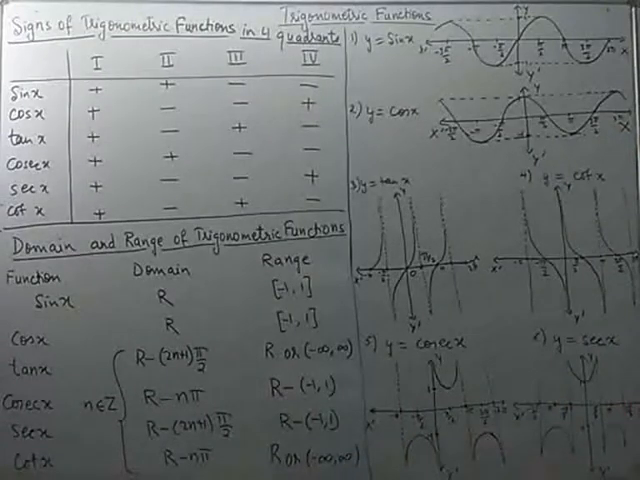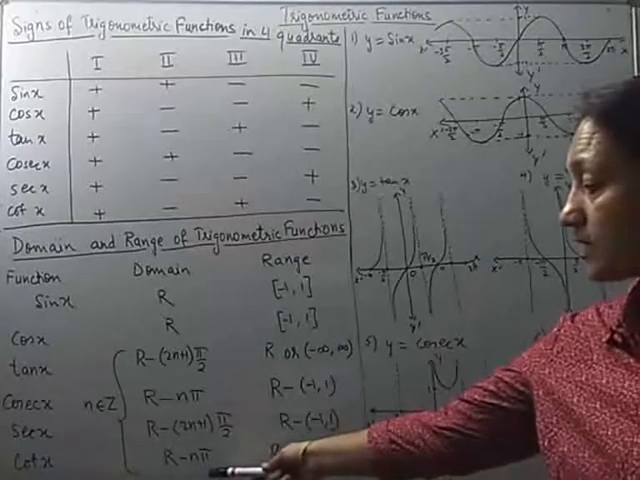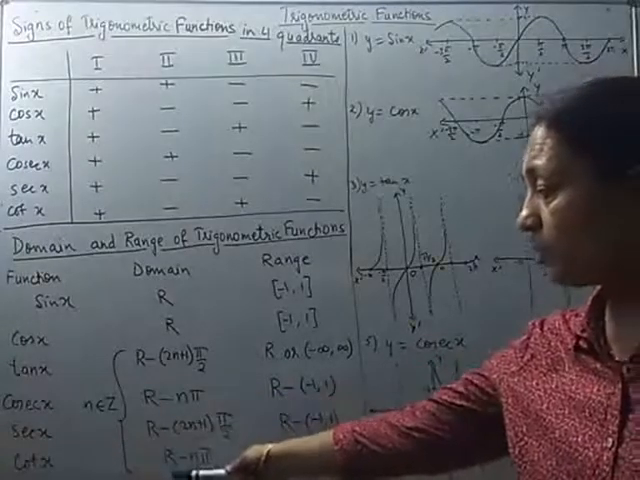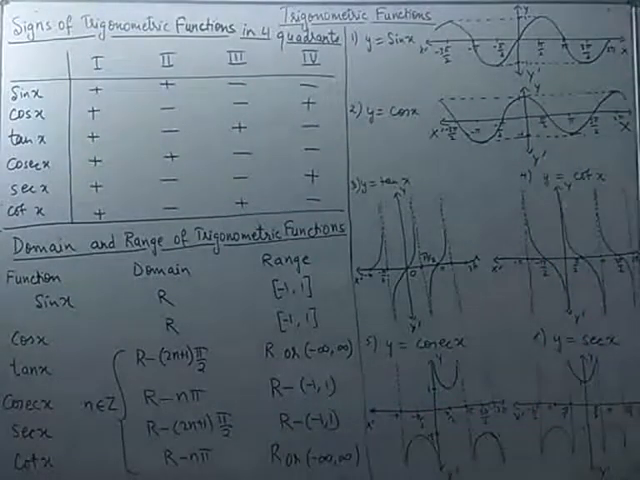You replace n by 0, 0 into pi will become 0. You replace n by 1, we get pi. You replace n by 2, we get 2 pi. 2 pi is the angle which coincides with 0 only. So we need to remove all these angles for which cot x is not defined. So domain will be all real numbers except these ones, the multiples of pi.